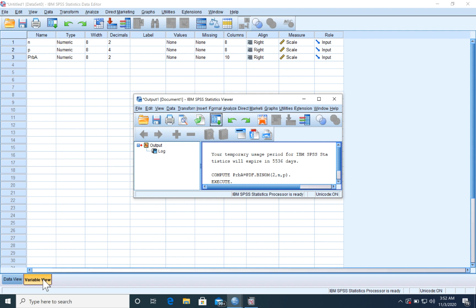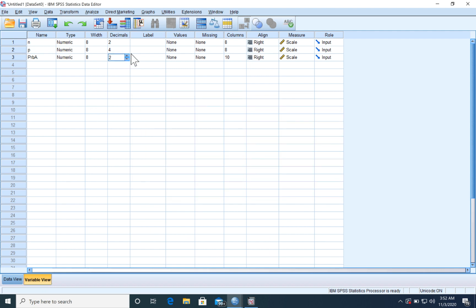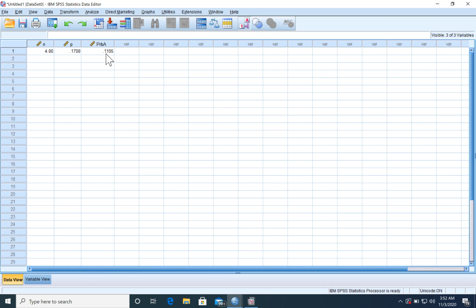But what I want to do is request more decimal digits. Let me request 4. So we'll go back to the data view. There we have it. Now, the answer when we did it manually was 0.119. We got 0.1195, which is close. This really has to do with round-off error. But basically SPSS gave it to us.